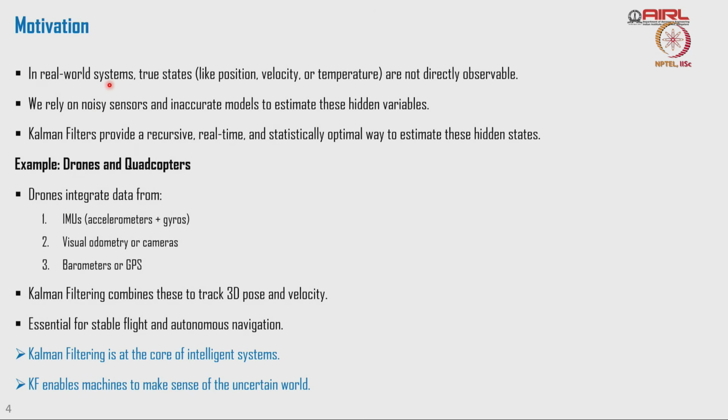So, to get the motivation in real world applications: true states like position and velocity, and if you are talking about a thermal system, the temperature. Even for a drone, temperature plays an important role if you want to minimize the drift. So I need my IMU temperature controlled so that my measurements are more accurate. These states are not directly observable.